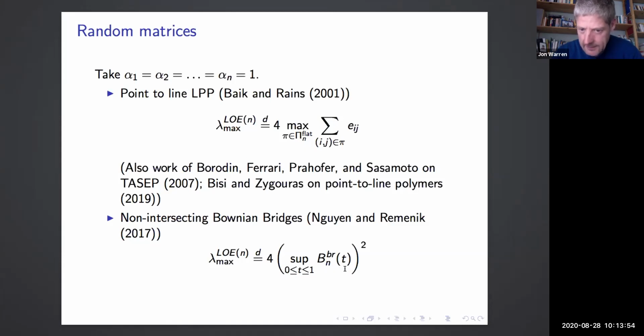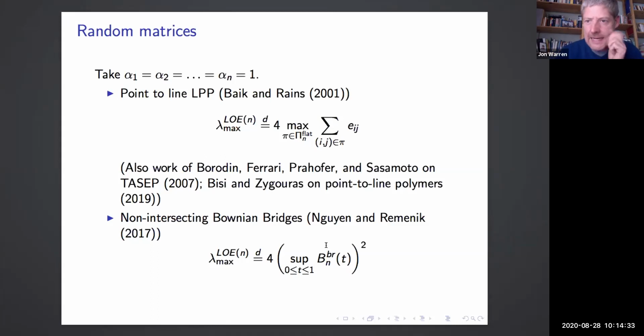These bridges here, they all start from 0 together, n Brownian motions, and they push each other apart, but then they're conditioned to all come back. That's why they're called bridges, at time 1 to 0 again. So this is also sometimes called a watermelon. And if you look at the maximum of the top particle in the watermelon, the highest particle, over the time interval, and then square it, you get this LOE distribution. So you get an identity between these two random variables in distribution, therefore.